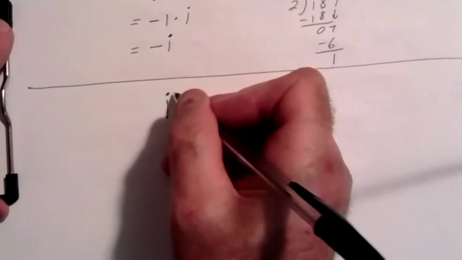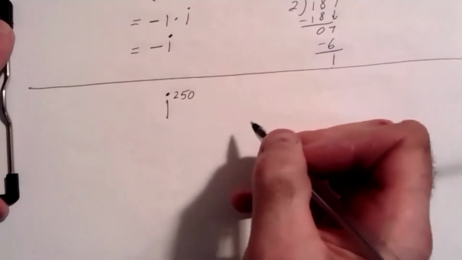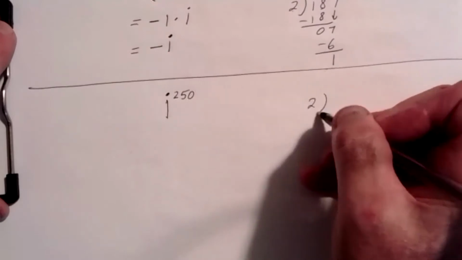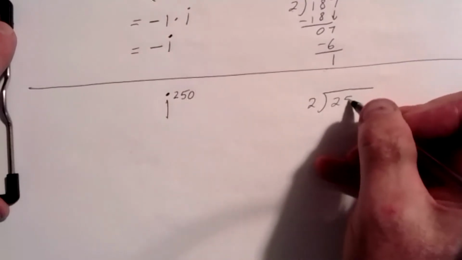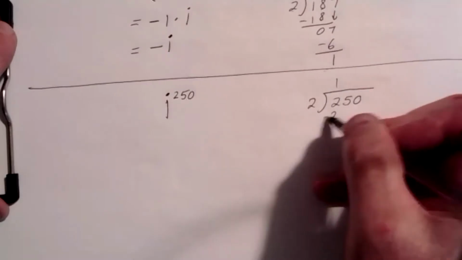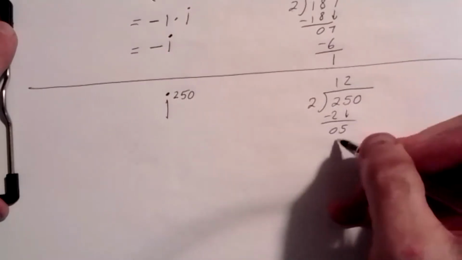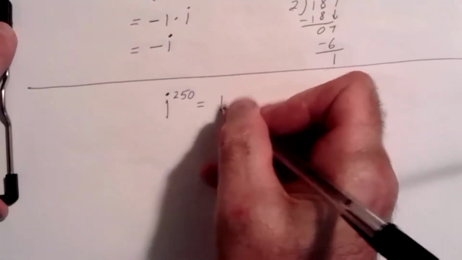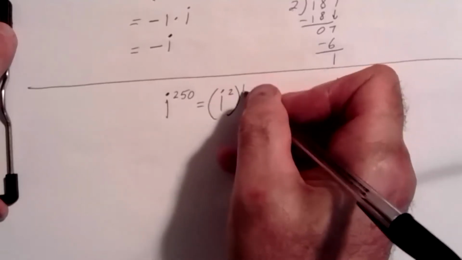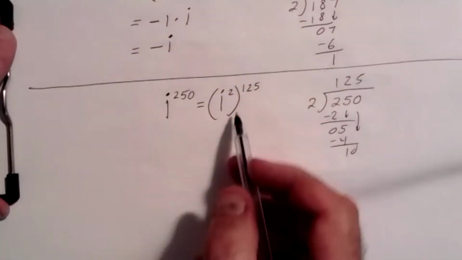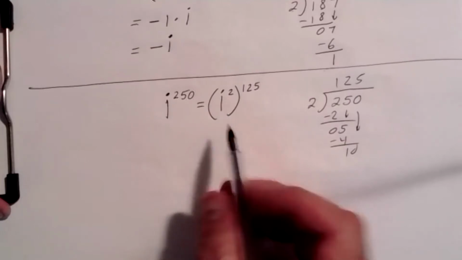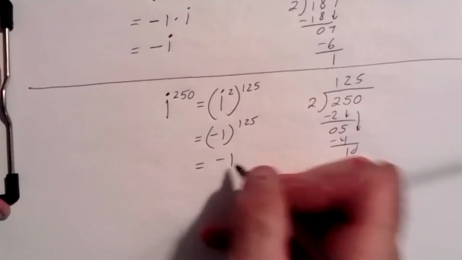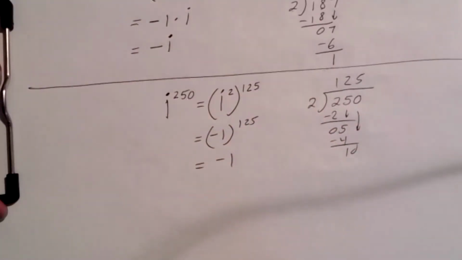What would be i to the 250th power? Well, how many perfect squares of i are in i to the 250th power? Divide 2 into 250. 125. And yes, there will be 125. So there's 125 perfect squares of i in i to the 250th power. i squared is replaced with -1. Raised again to an odd power would give you what? -1, correct? Give me -1.